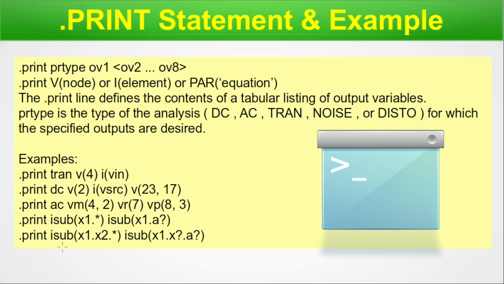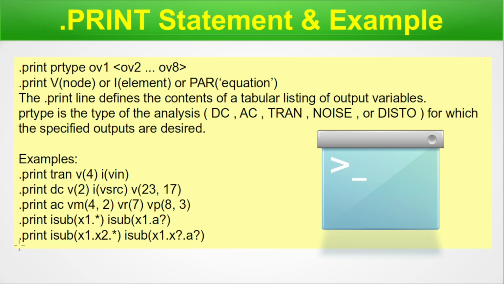Now, suppose there is a farther down deep level of hierarchy, so x1 dot x2. Obviously, VLSI designs will have different hierarchy. So there is a block, inside that there is a sub block, and again inside that sub block there will be another further sub block. This way we can go down and then we can get all the currents like this, I sub, and I sub is like that, x dot a, and like that.